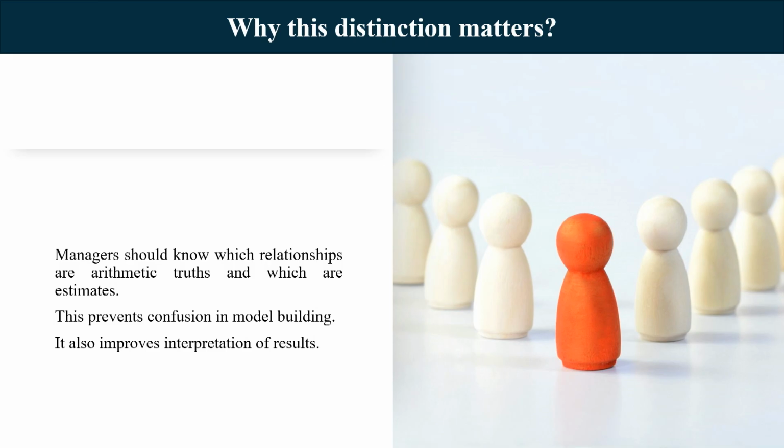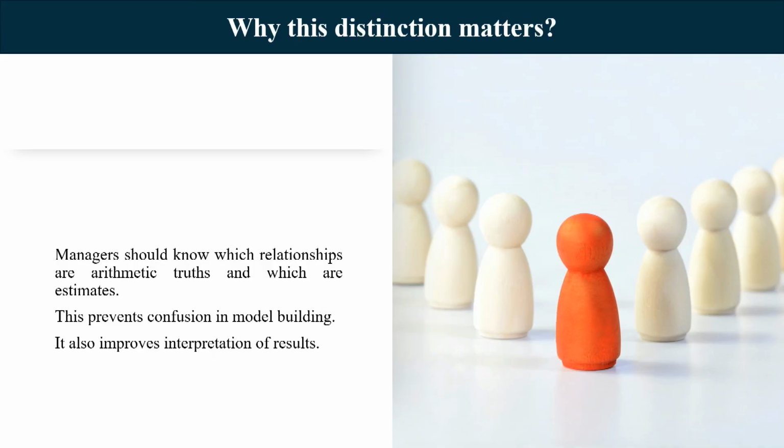But in the case of estimates, it is always subject to context, always subject to the market conditions. This distinction prevents confusion in model building. It also improves the interpretation of the results. So, that is why understanding the distinction between the identity and the empirical relationship is important for a marketer.